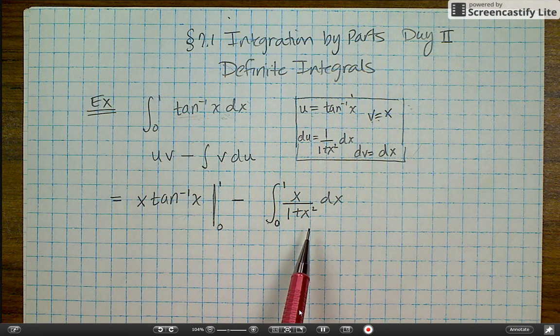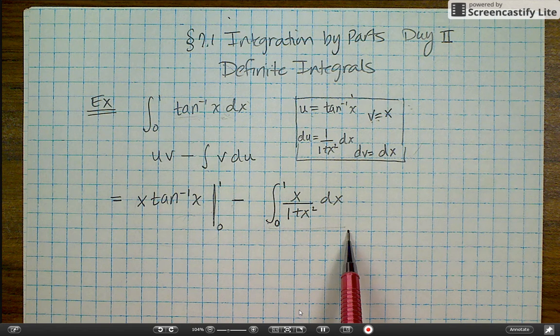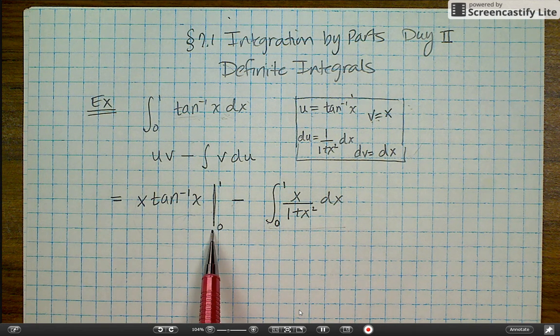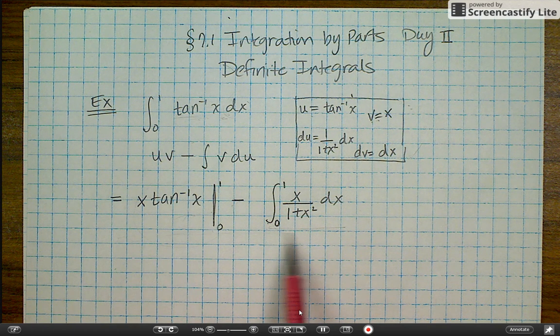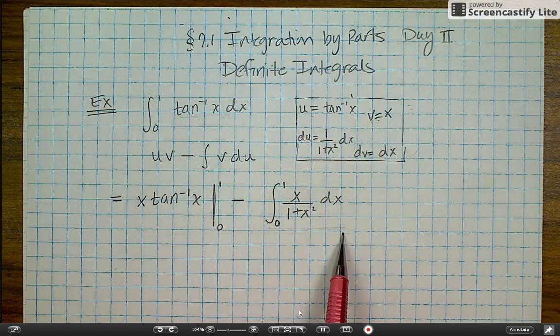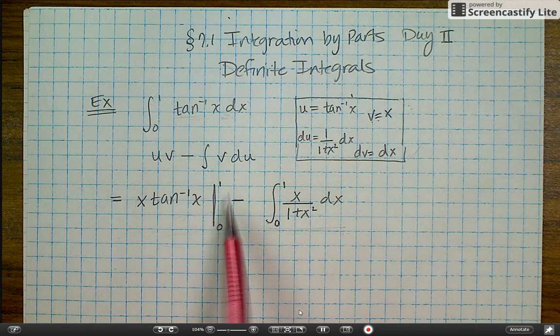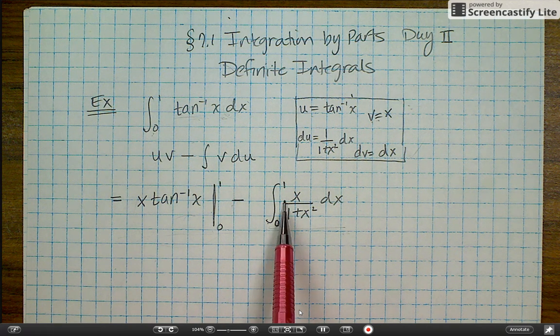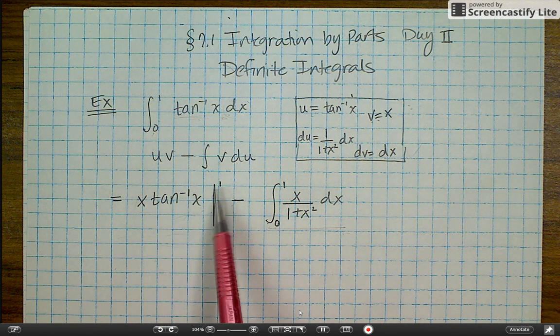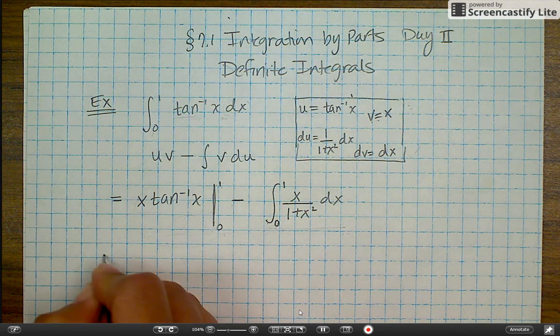At this point, we can evaluate this and continue integrating this however we choose, or we can hold on to this expression, integrate this, find its antiderivative, and then evaluate it all together. I'm going to do it all at once just because I like to do it all at once. But the important thing is that if this is a definite integral, this integral needs to be definite, and this expression needs to have an evaluation bar because it's already been integrated.